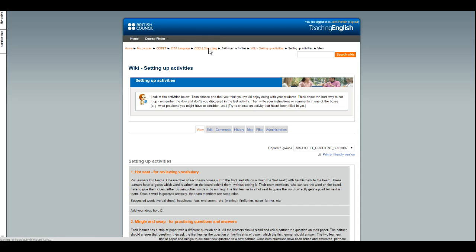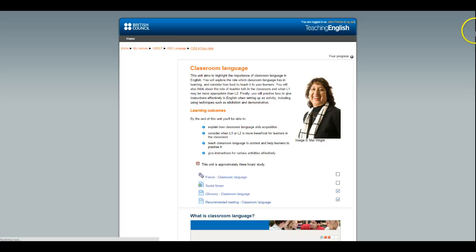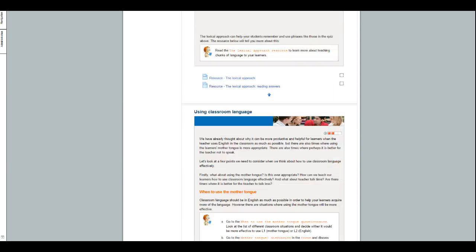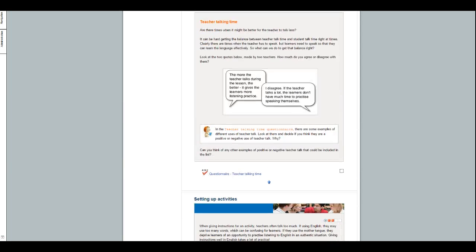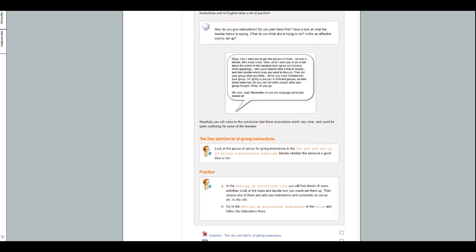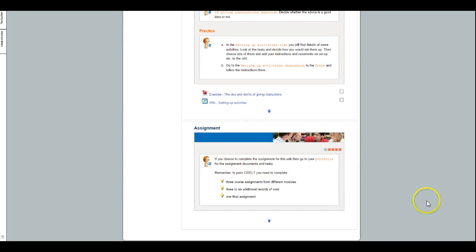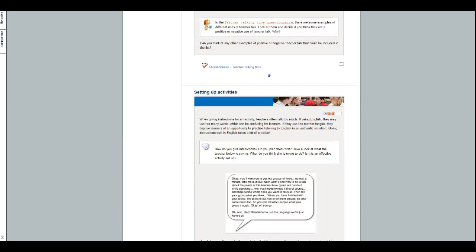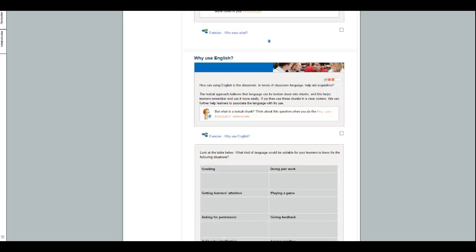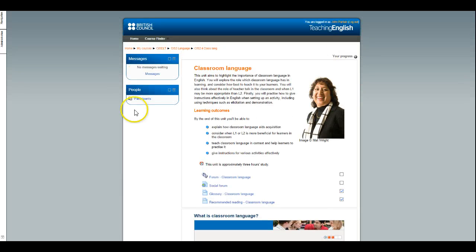Once we finish with that, we go back to the course, we scroll back down, and then here are the instructions, as always, to post in our portfolio. This is a very interesting unit. As you can see, it's a bit extensive, so the earlier you get started, the better.